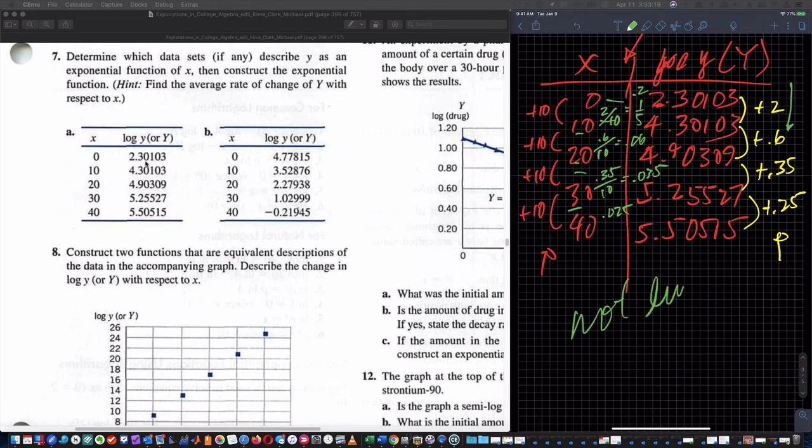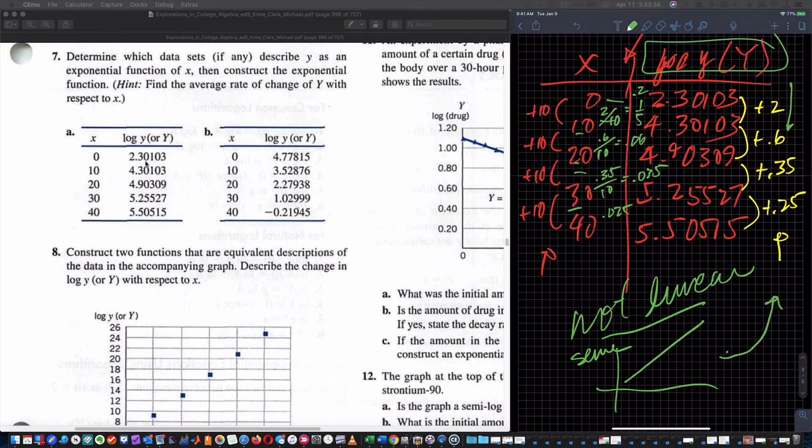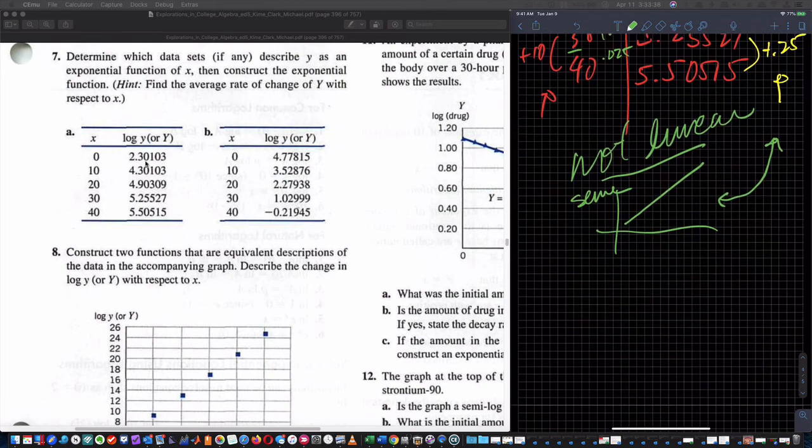Now, why do we care if it's not linear? If it were linear, well, we'll see with the next one. If it in fact was linear, then we know, because this was log, in other words, I'm in a semi-log plot, that if it forms a line, then it was originally an exponential relationship between the two variables. So let's check out part B.